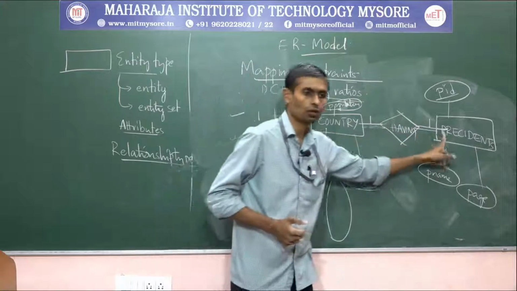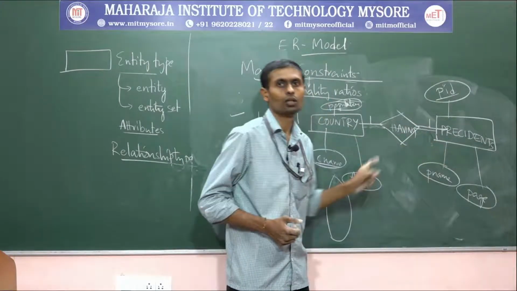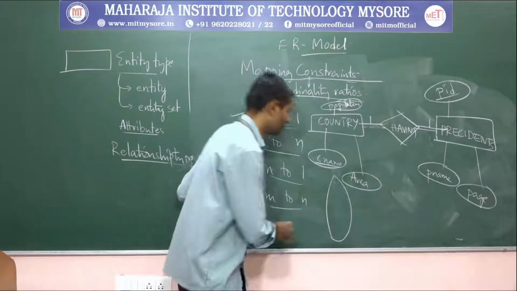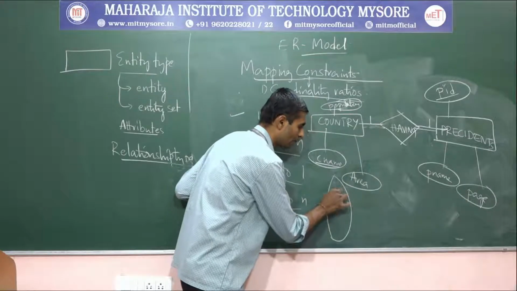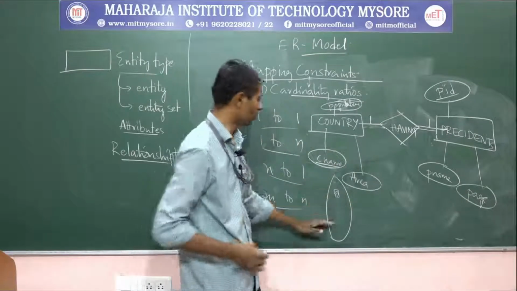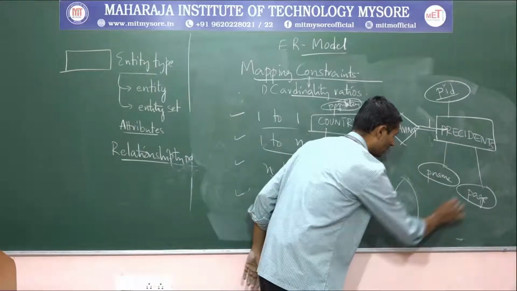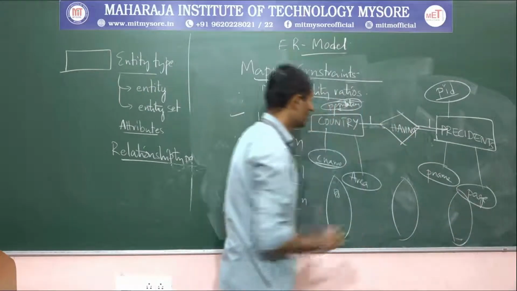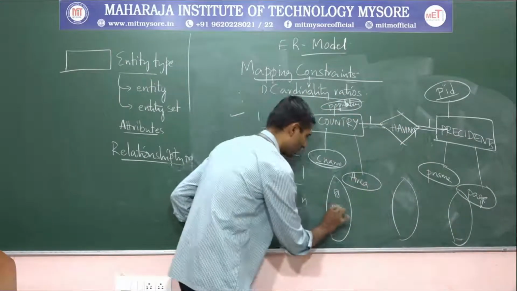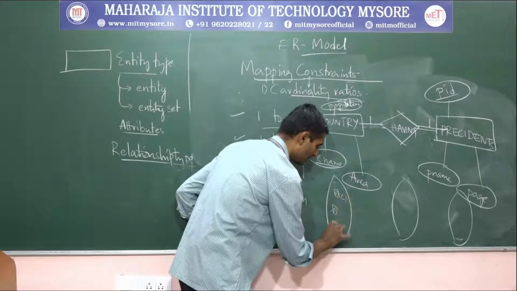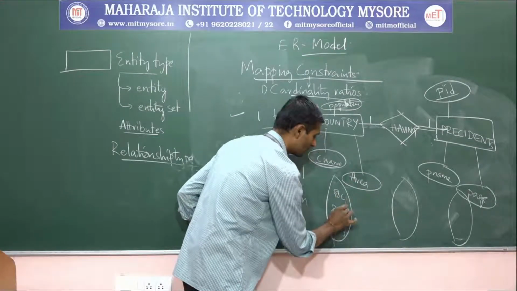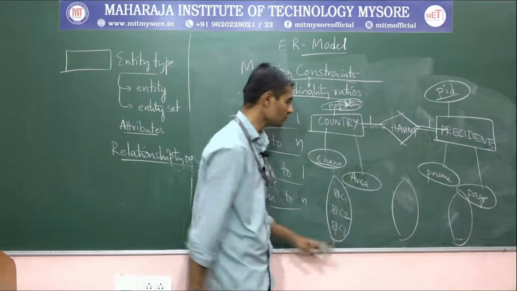And every country having what? Only one president. And one president belongs to what? Only one country. This we know that, right? So let's assume how I can represent it with the help of set theoretic notation. Let me take up this cardinality ratio representation. These two are the sets where one represents a country set C1, C2, C3. Let's assume 3 instances I am having.